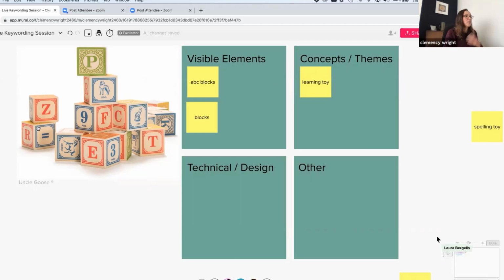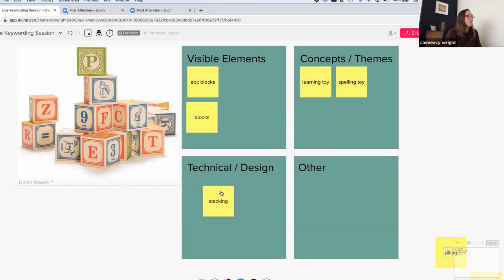So these are learning toys, but we would say the phrase "learning toy" is more about what it signifies and conveys. So we're going to put that in a slightly different category. Spelling toy, again, maybe aligned with this.